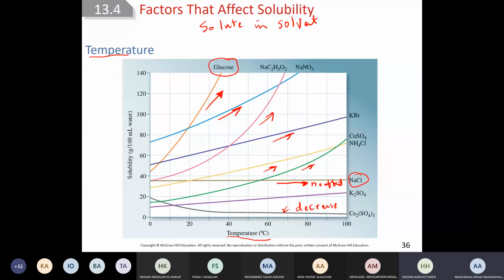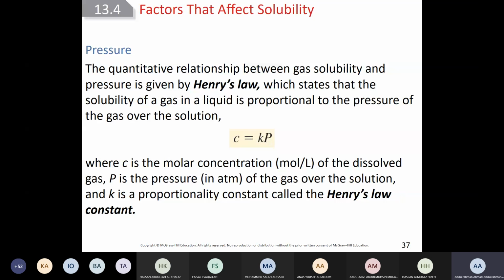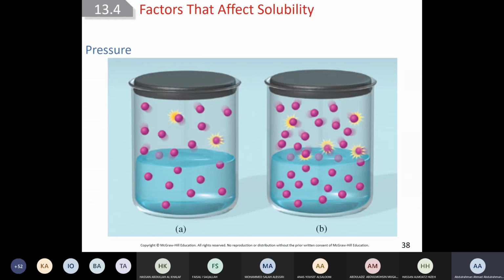Exactly. That's all I wanted you to know about this. How about the pressure? The pressure is very important. If you increase the pressure, this means you increase the amount there. What will happen to the concentration? Increase. Increase P, what will happen? Increase solubility. Not solubility.